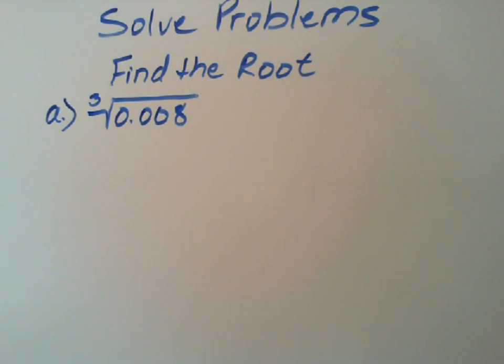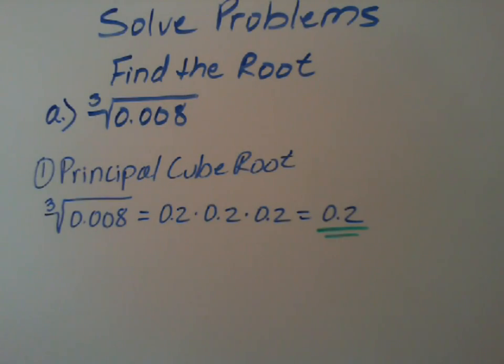Now, let's solve for this decimal. Let's find the cube root of 0.008. Just like all the previous problems, we want to think, what number cubed will give us 0.008? For this problem, that number is 0.2. So 0.2 cubed equals 0.008. And 0.2 is our principal cube root for this problem.